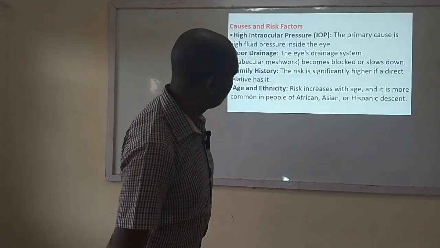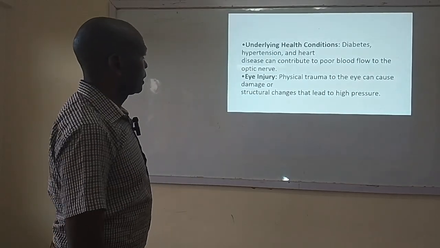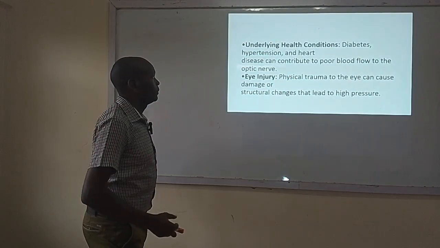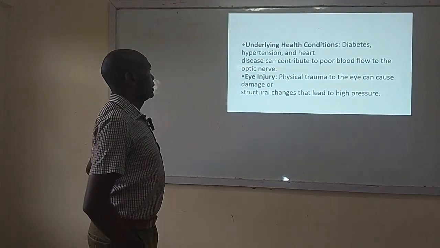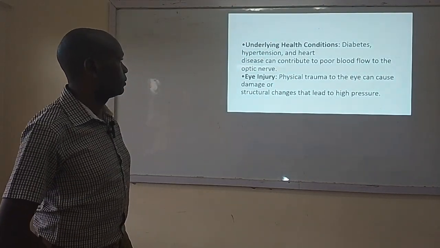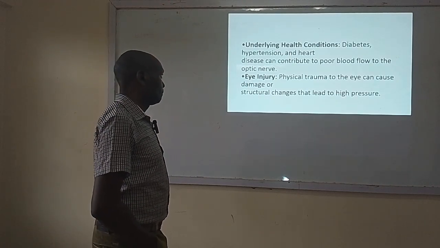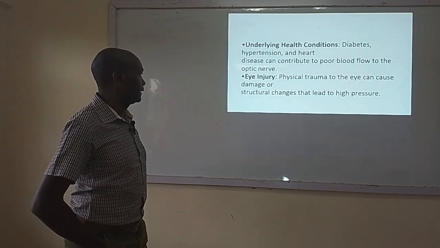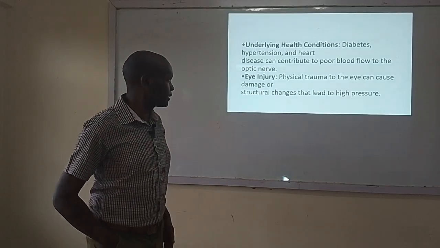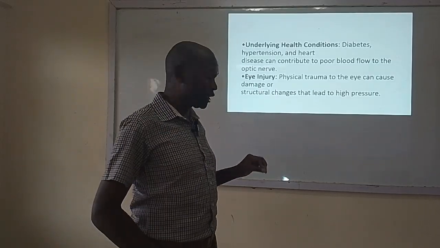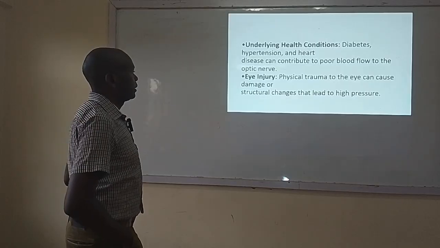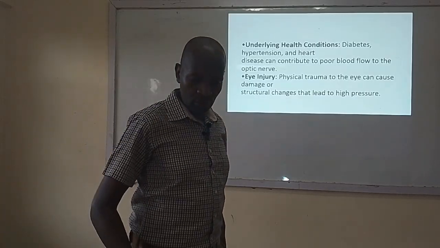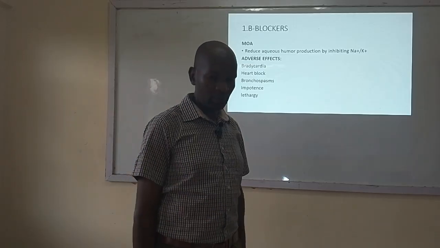Other issues include underlying health conditions. If you have diabetes, hypertension, or heart problems, those are also risk issues. A physical eye injury, such as trauma, can damage structures that are essential for drainage, and therefore it can give you this condition that we are referring to as glaucoma.